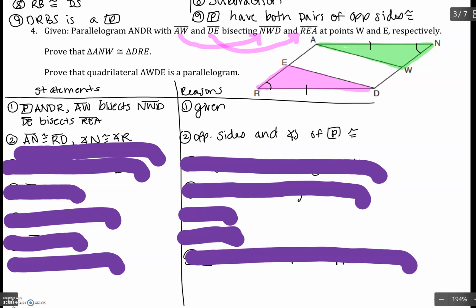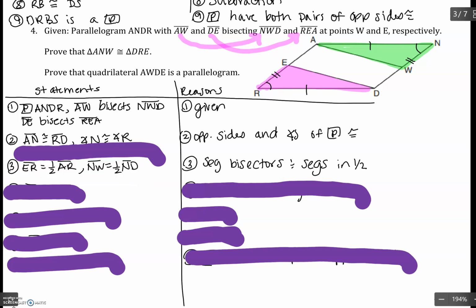Okay, now we have our bisectors. We have that AW is bisecting NWD, so that would technically get us this, but again, just like before, this one's not in the triangle. It's kind of annoying. Same thing here. We kind of want this, but we don't want this one. So we're going to approach that the same way we did before with the angle bisectors. We're going to say the segment bisector divides the segment in half and actually write it as halves. ER is half of AR and NW is half of ND.